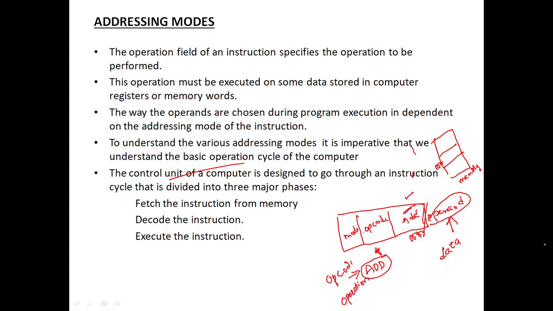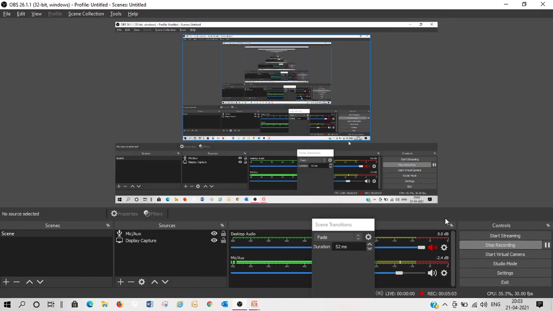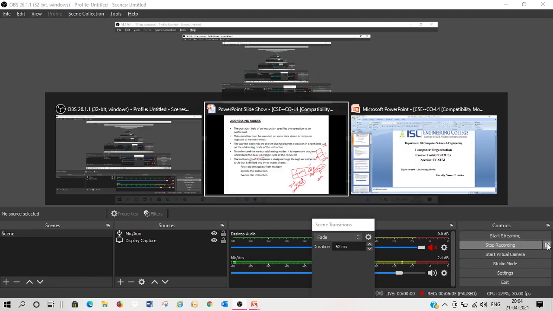Here is the way the operands are going to be specified. Where the operands are going to be located, whether in the registers or in the memory, is told by the addressing mode of the particular instruction.